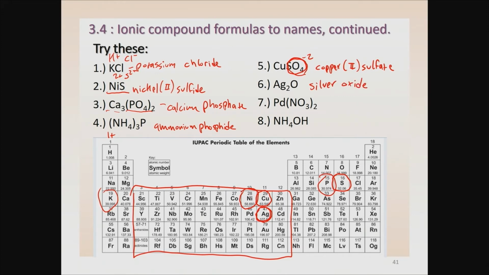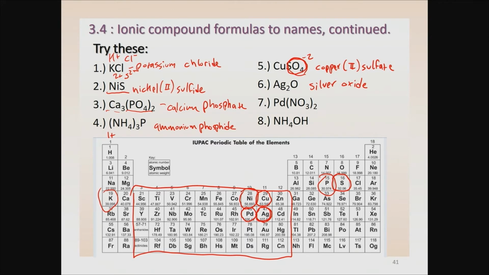Okay, the next one, Pd(NO3)2. What is the name of that? So let's first figure out where palladium is. Palladium is a transition metal. It is not one of the 4 exceptions that is monovalent, and so palladium itself is polyvalent. So you're going to have to figure out the charge of what the palladium ion is in this formula.